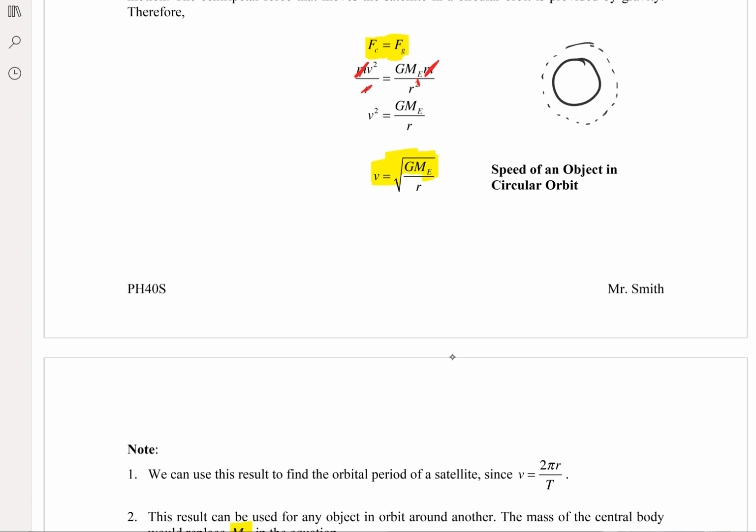So this is the minimum velocity I need. And this is called the speed of an object in a circular orbit. So this is how you can calculate it. You know the mass of the planet, you know the radius, which is the distance from the center of the planet to the satellite, and the gravitational constant.